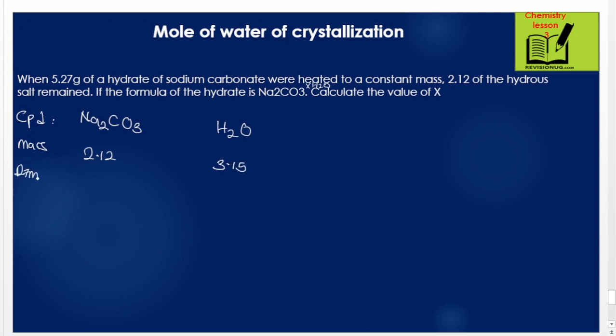Let us get the relative molar masses. So this one is 106, then the water is 18. Let us get now the number of moles, which is 2.12 divided by 106. Then this is 3.15 divided by 18. Now 3.15 divided by 18, we are getting 0.175. Then 2.12 divided by 106 is giving us 0.02.